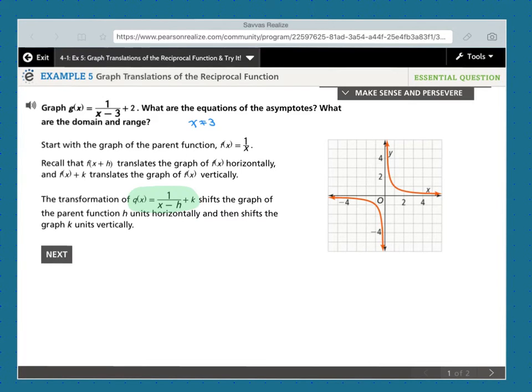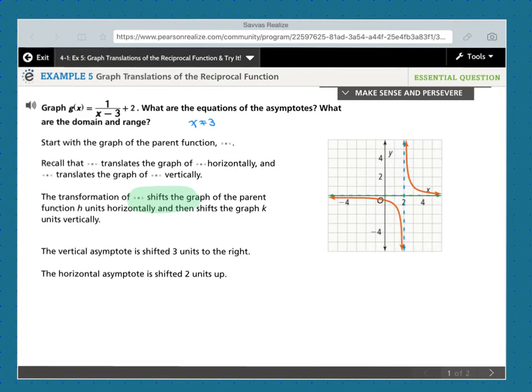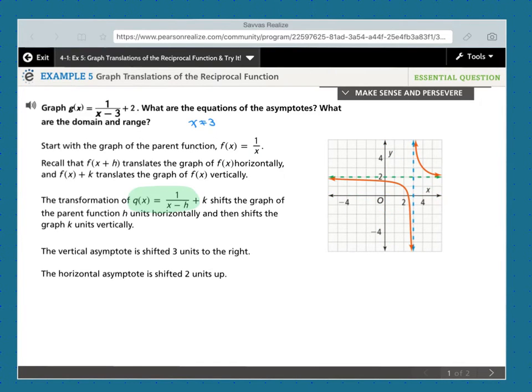So let's see how it applies to our graph then. Both curves are shifted to the right by 3 units right here. Shifted 3 units to the right. So that's why you see this blue asymptote went from x equals 0 to now x equals 3. And then it's moving up by positive 2, which is why the x-axis that was the horizontal asymptote went up by 2. So that's where my new graph is.